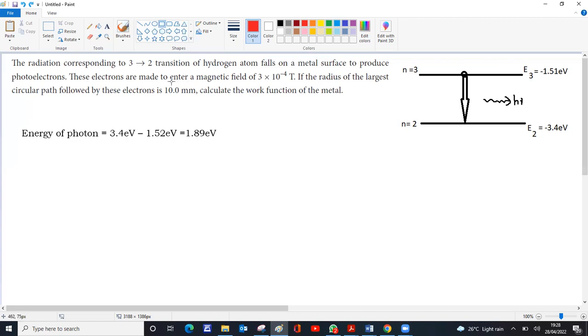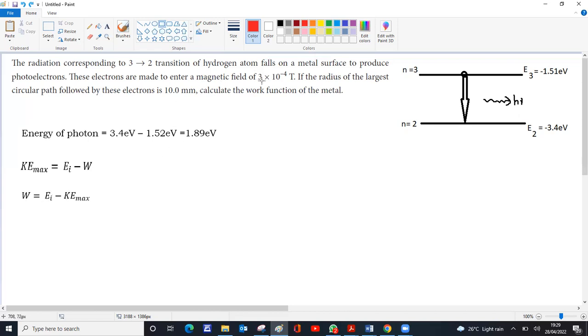Now they're asking for the work function. For photoelectric emission, Ke max is the energy of the incident light, which is h nu, minus the work function. So from this you can find the work function as the energy of the incident light minus Ke max. The energy of the incident light we have, that is 1.89 electron volt. If we know the Ke max, we can find the work function.